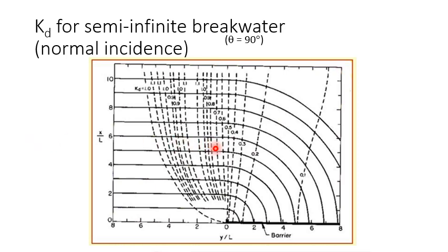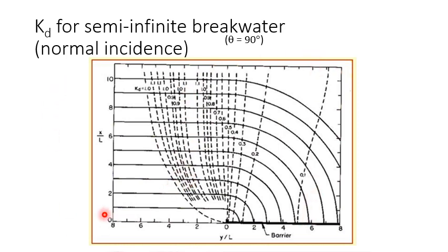XY is the coordinate to describe that location with the origin at the tip of the barrier. So if we know the XY value of the location, then we can find the X over L and Y over L value of the location, so that we are then able to read the KD value, which is on the dashed line here from this chart.